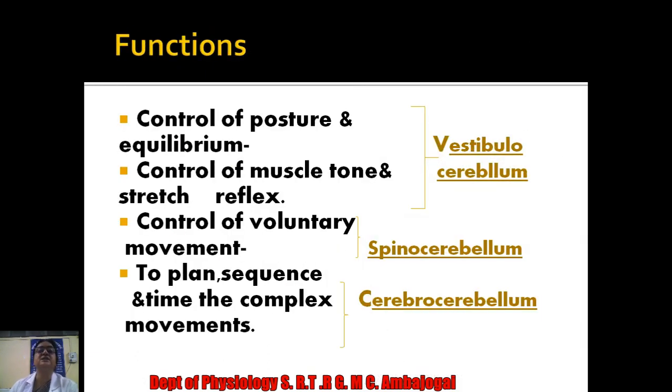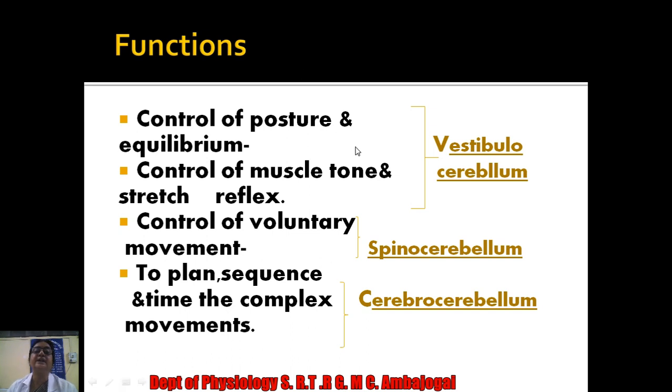Now the functions of the cerebellum. The functions are divided under these four categories. One by one we will discuss them in detail after that. Now the first function of the cerebellum, an important function, is the control of posture, equilibrium and muscle tone.